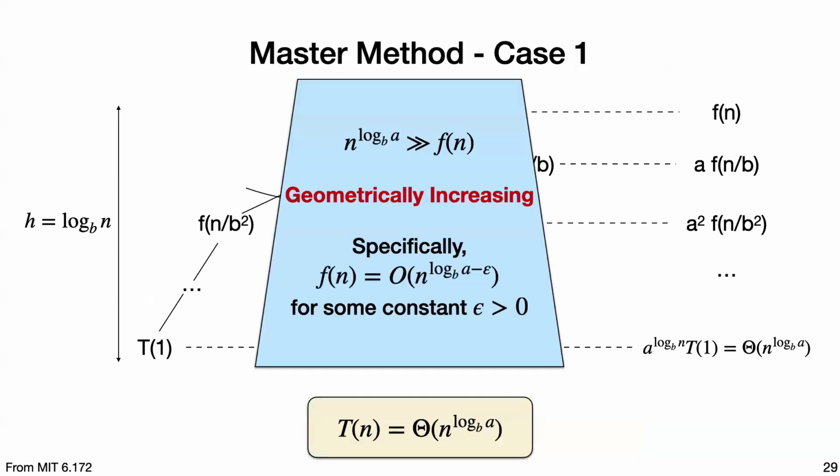Okay. There are 3 cases in the master theorem. The first is that the work is geometrically increasing down into the leaves. And so that means that the work is dominated by what is in the leaves, and whatever is above is small order terms. So this is the case where n to the power log base b of a is much greater than f of n, which means that the work up here is much smaller than the work down there. And so the total solution to the recurrence is theta n to the log base b of a, which is the number of leaves that we have.